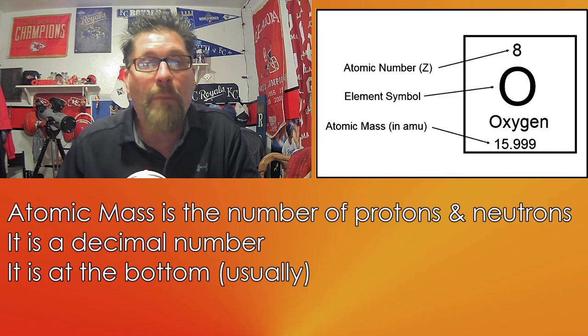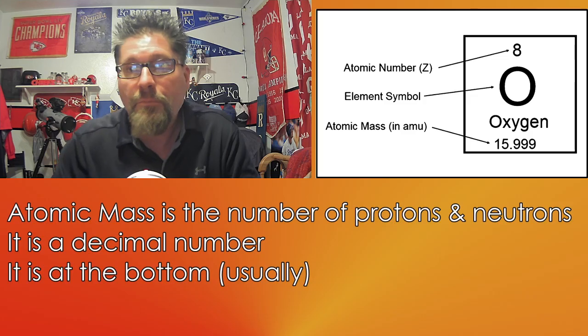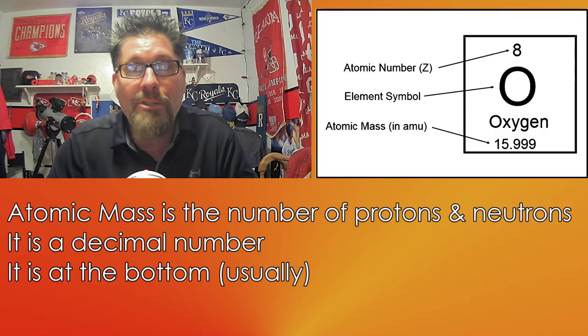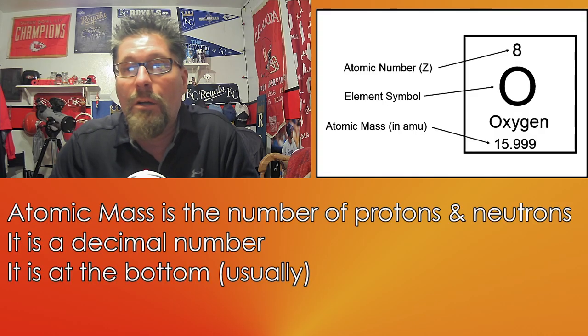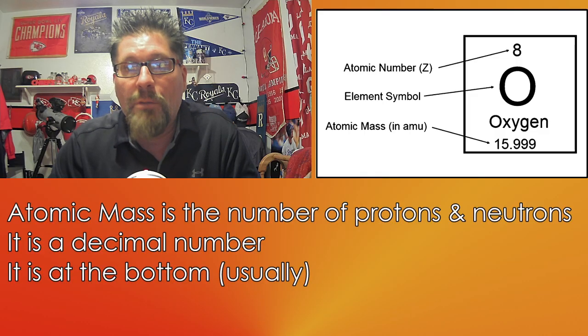Okay, now the atomic mass number is the other number that we will consider. Again, looking at the same diagram, you can see the atomic mass number at the bottom. It is the number of protons and neutrons. We talked about the mass in an earlier screen.